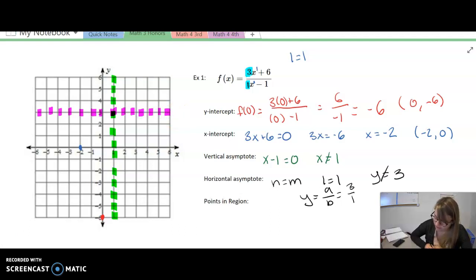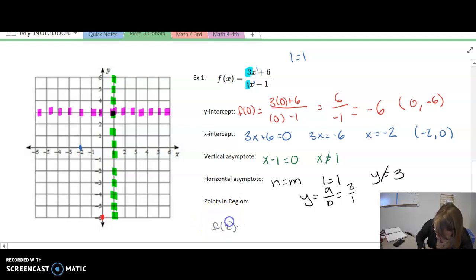So lastly, we have our points in regions. So we have our left side already done with our x and y intercepts. So now we need to get our right side region. So I'm going to put a positive 2 because 2 will be in our right side. And it's not 1. So I'm going to put 2 into the x.